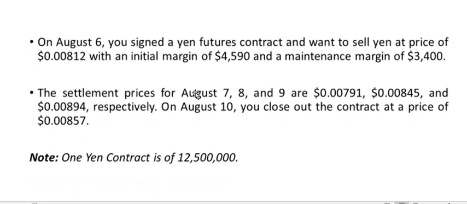Now the settlement prices of August 7, August 8, August 9 and August 10 are given. The quantity that we wish to sell is 12 million and 5 lakh Japanese yen. So that's the information on the contract. Let's see the answer of the question.